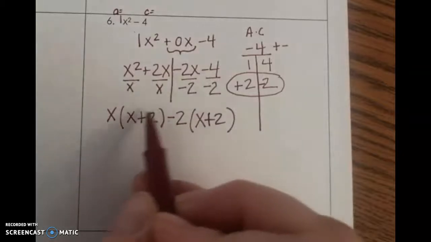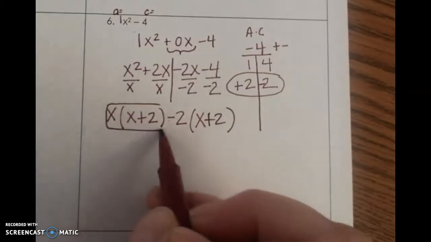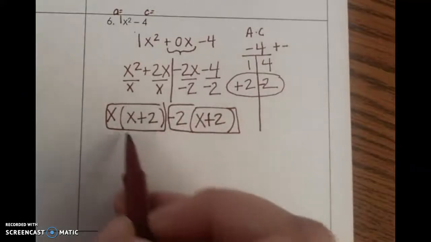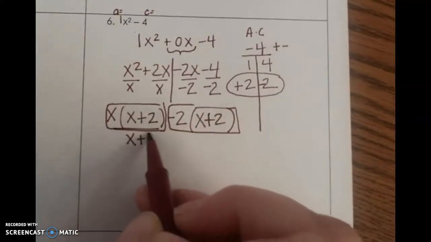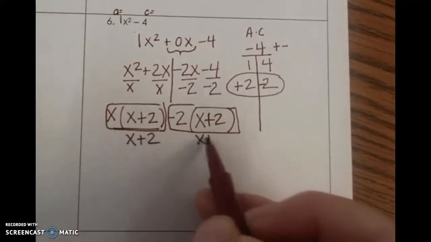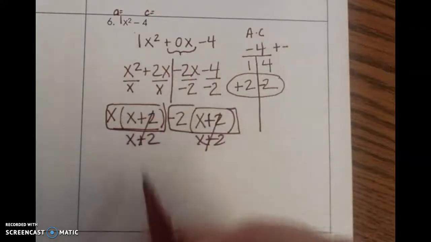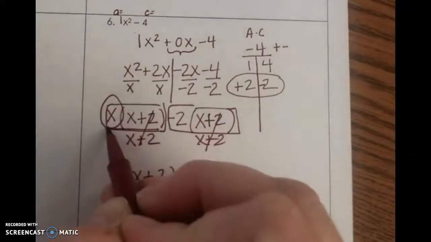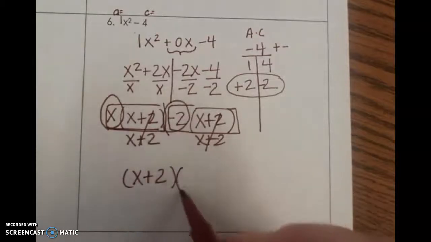When I look, I now have 2 terms. This is one term. This is the other term. They have an x plus 2 in common. So if I factor out what they have in common, I put the GCF out front, which was the x plus 2, and what was left behind is x minus 2.